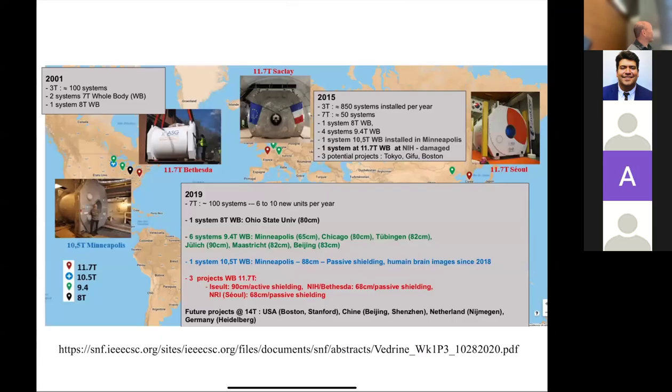This is just showing you, this is 2019, there were 170 systems. And just to show you that there aren't that many of them, whereas in 2015 there were 850 3Ts. It's probably maybe a couple thousand now. So that's typically the 3 Tesla is much more prevalent.